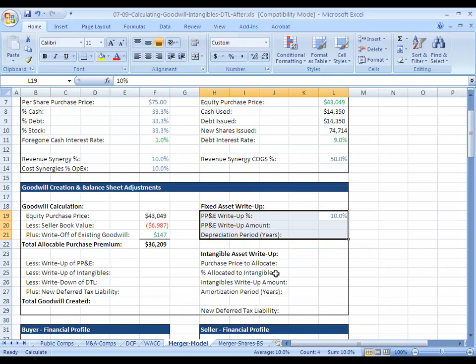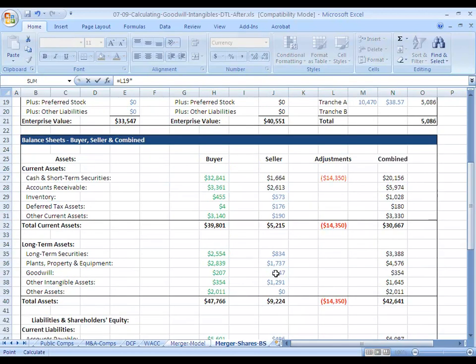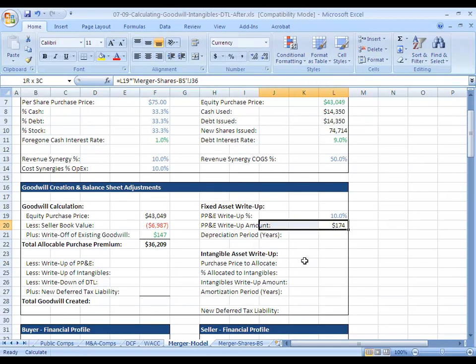So to actually make this calculation, we're going to take our 10% right here and then multiply by the PP&E number right here. So we see we have a write-up of 174 million.